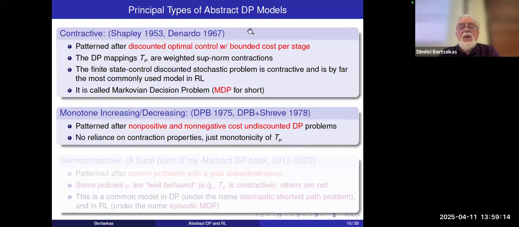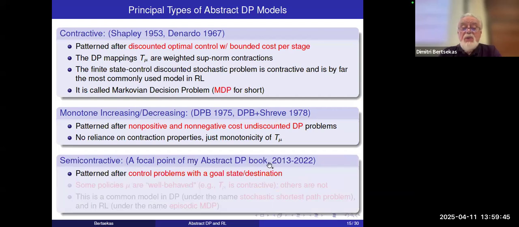All of these models have a long history, starting from the 50s. There's an important paper by Denardo in 1967. The monotone increasing and decreasing models are from the 70s. And this is my paper here. And also, they are treated quite extensively in my stochastic optimal control book with Steven Shreve that appeared in 1978, a monograph.